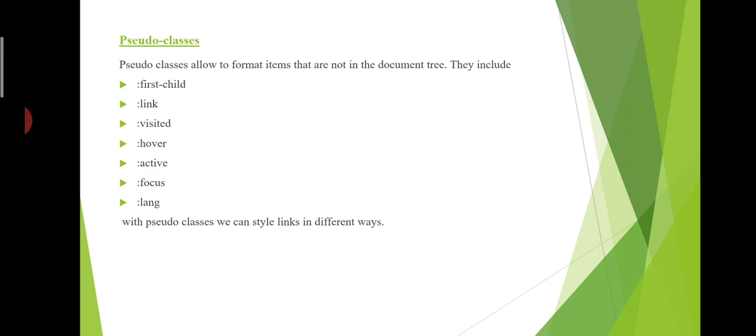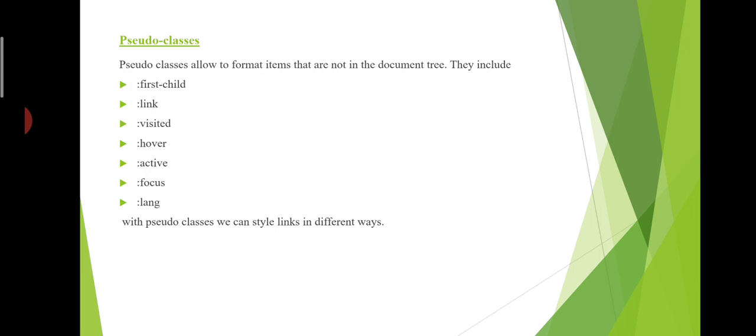Next, coming to the pseudo classes. Here pseudo classes allow us to format the items that are not in the document tree. So usually the document tree is nothing but the representation of all the tags or all the elements of your document. To represent such types of elements or items that are not in the document tree, we can make use of the pseudo classes.